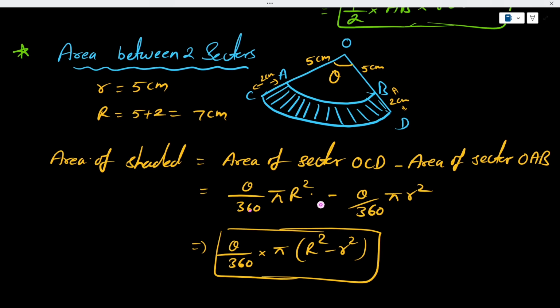Now from both, because the calculation will be lengthy, you can take theta by 360 into pi times R square minus r square. So all these formulas you have to remember and then solve the question.